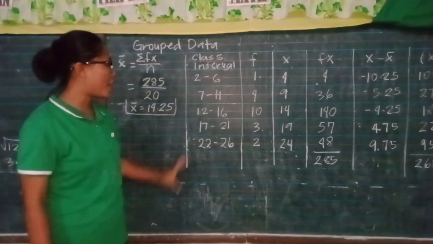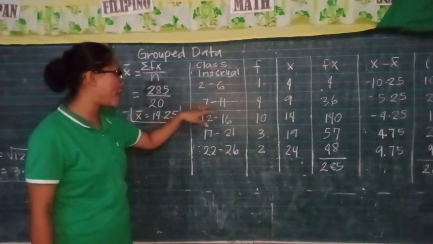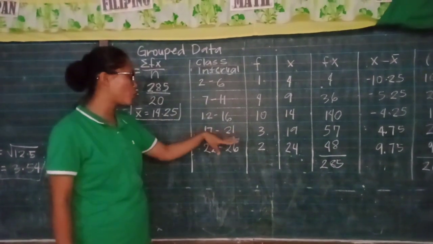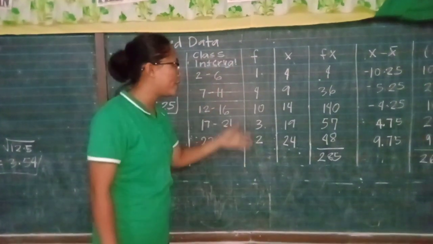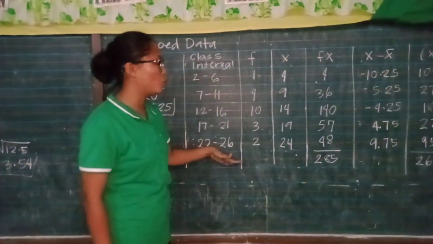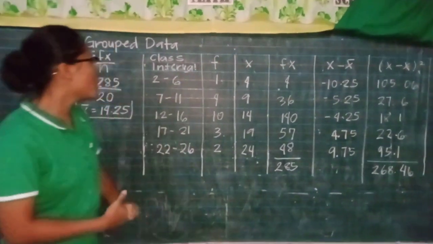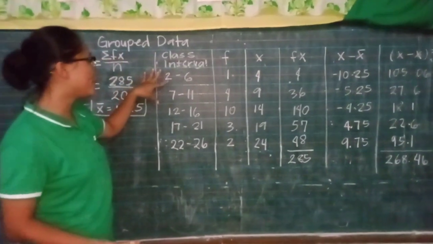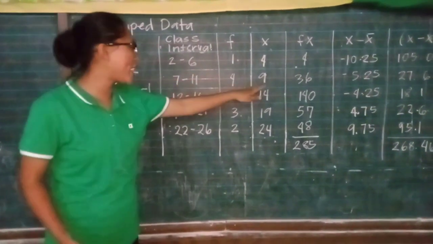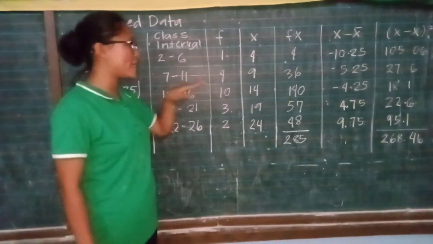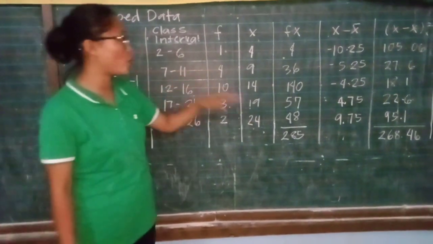And now we have here the given number for the class intervals: 2 to 6, 7 to 11, 12 to 16, 17 to 21, 22 to 26. And also our frequency is given: 1, 4, 10, 3, 2. And now, to get our x, the next column, we will get the midpoint of this number. 2 and 6 is 4, 7 and 11 is 9, 12 and 16 is 14, 17 and 21 is 19, 22 and 26 is 24.